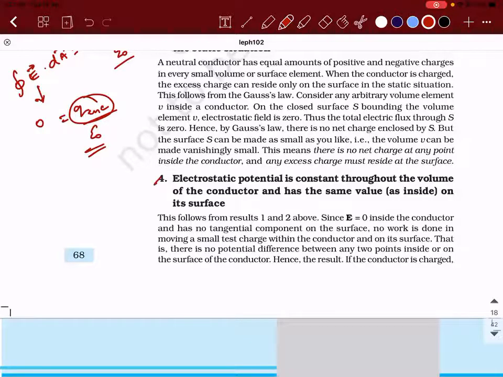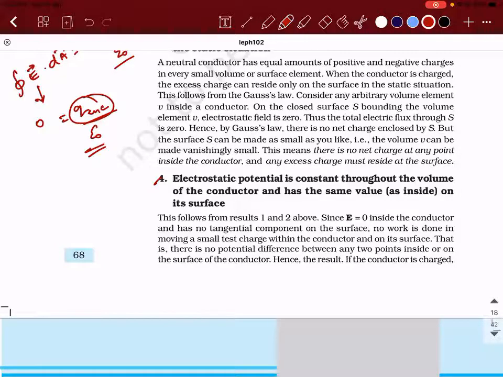Fourth, electrostatic potential is constant throughout the volume. So here there are 2 points. One might confuse you, like electrostatic field is zero, whereas electrostatic potential is a non-zero value and it is always a constant. Why is it so? We'll see. So write down this point. Electrostatic potential is constant throughout the volume of the conductor.